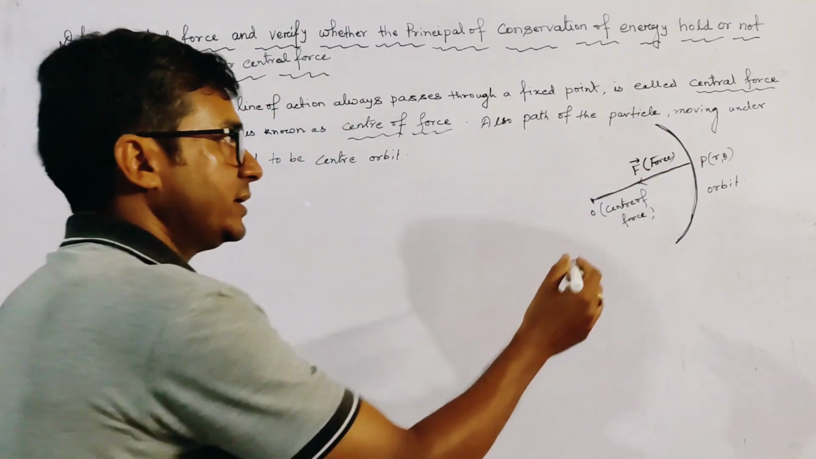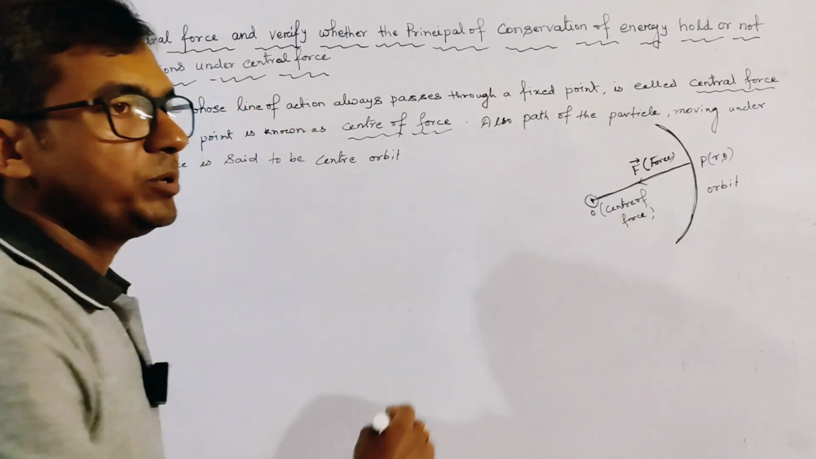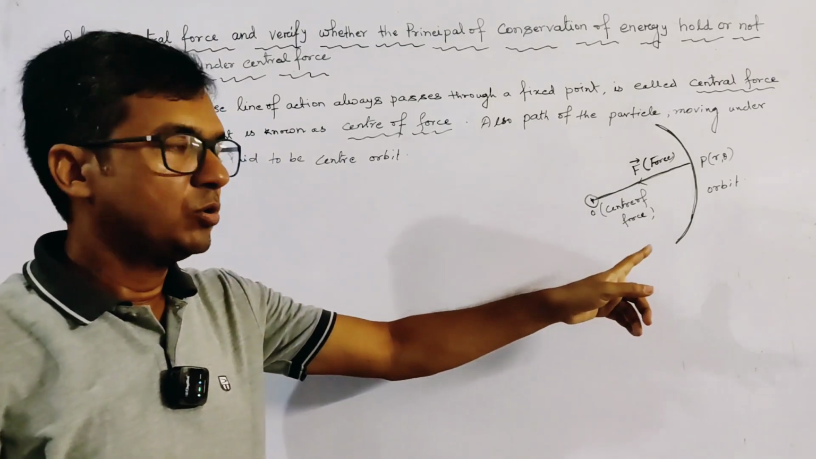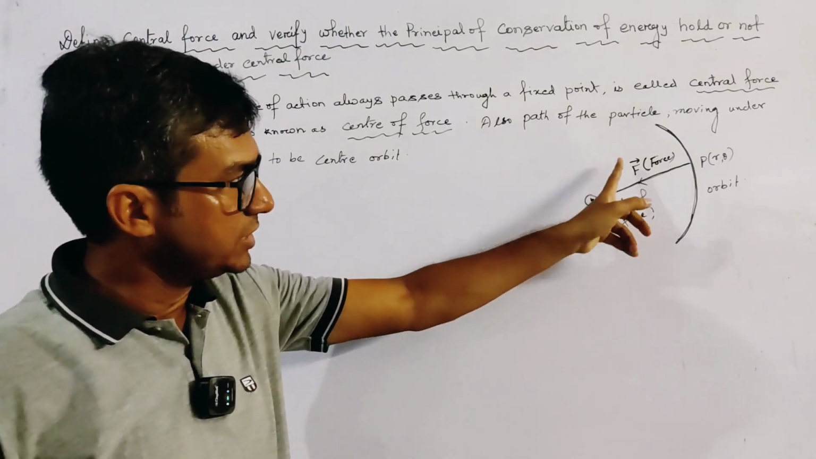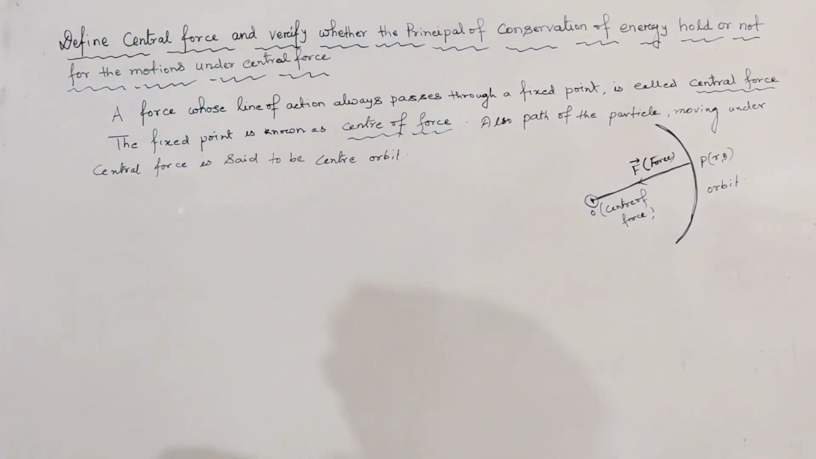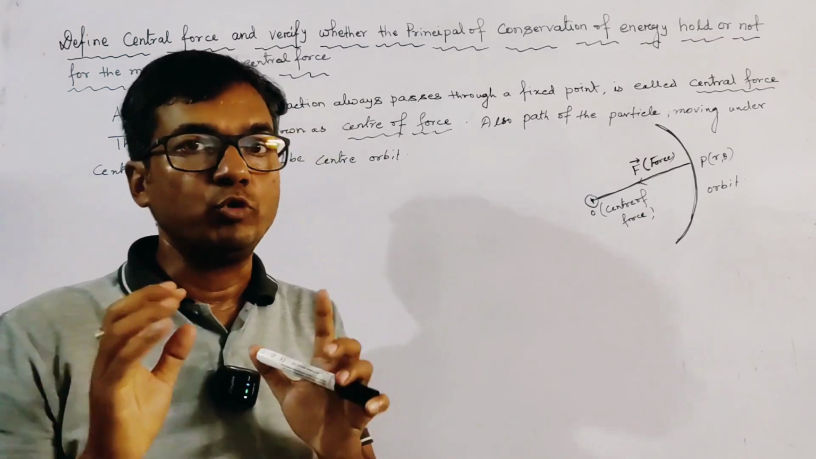This is said to be central orbit. And the fixed point through which the force passes is said to be the center of force. This is the center of force, this is the central force, and this is the central orbit. Right. Now the second problem is very interesting and very important.